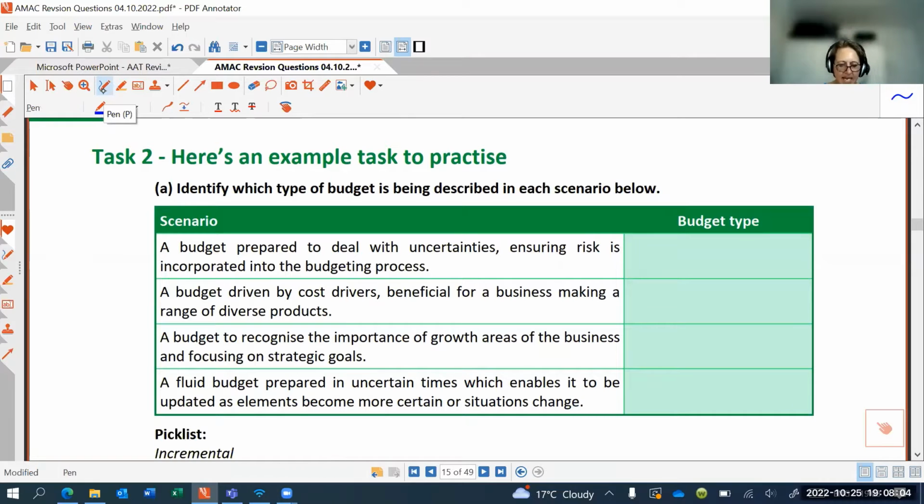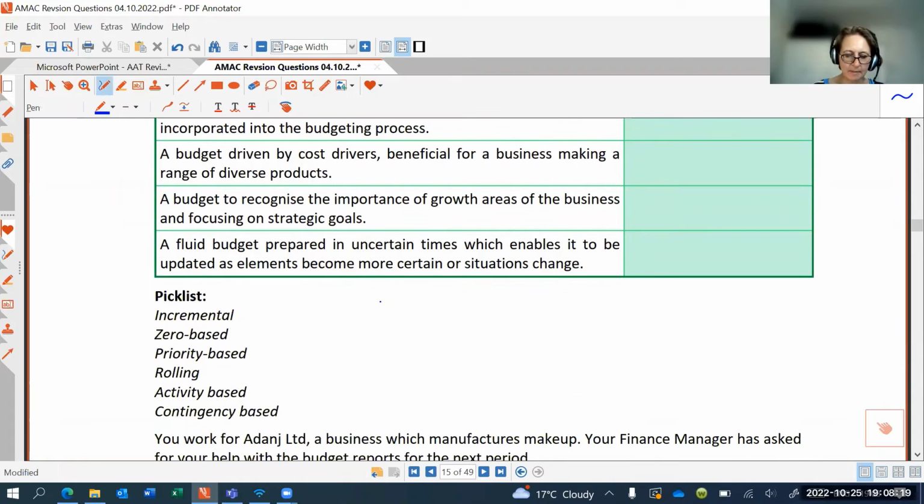So part A here says, can we identify which type of budget is being described in each of the scenarios below? So you can see we've got a list of 4 different scenarios. And then we've got a pick list, and our pick list is 6 different types of budget. I'm actually going to label those 1 to 6.